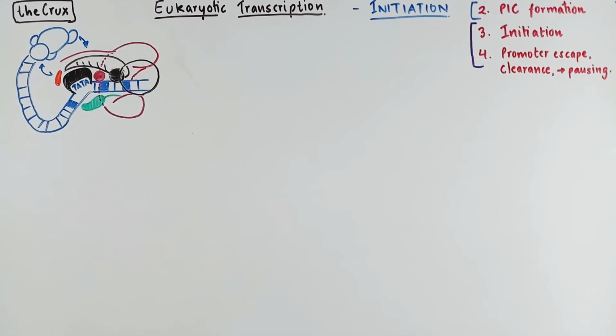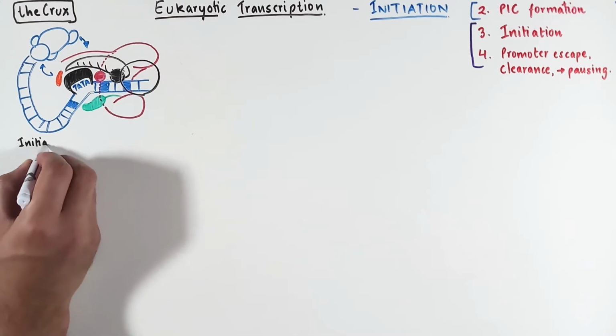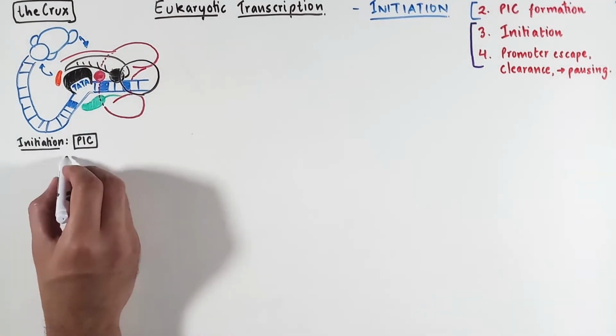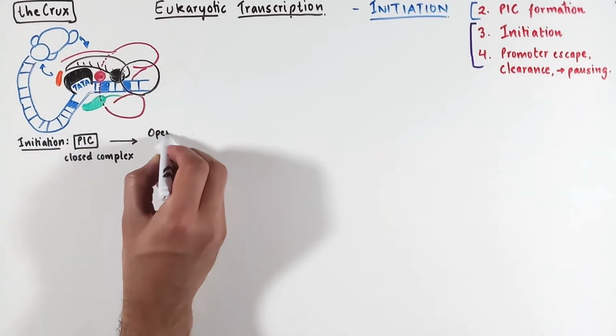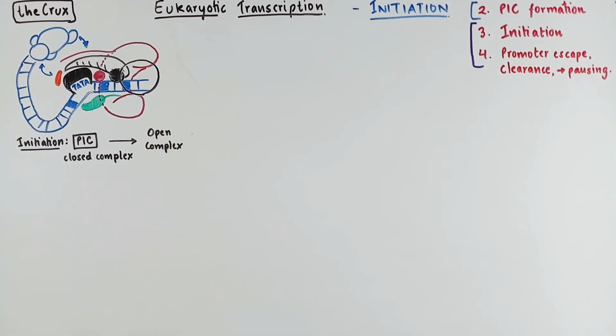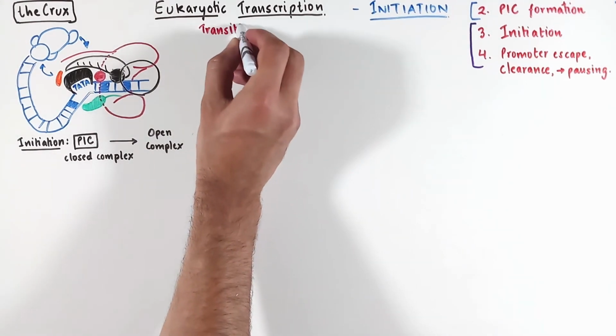So the initiation step we can define as the transition from the pre-initiation complex, which is a closed complex, to an open complex. We call the pre-initiation complex closed because the active site of RNA polymerase is blocked, the template DNA is still base paired, and the RNA polymerase is not making any RNA. But the open complex means that the active site becomes open to activity. So the big question now becomes, how does this transition from closed state to open state happen?